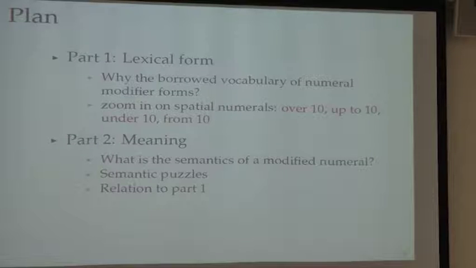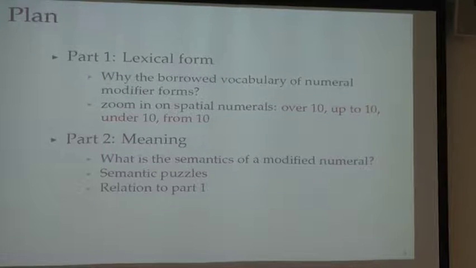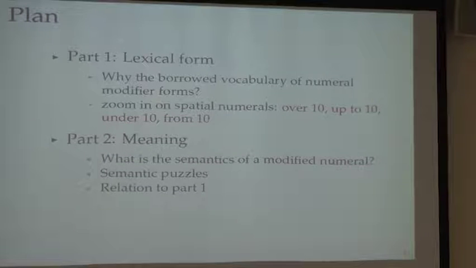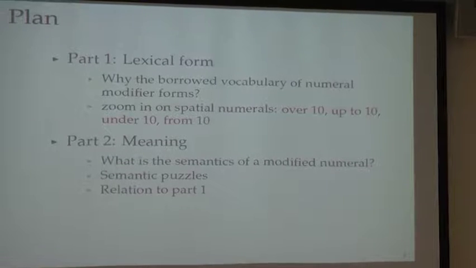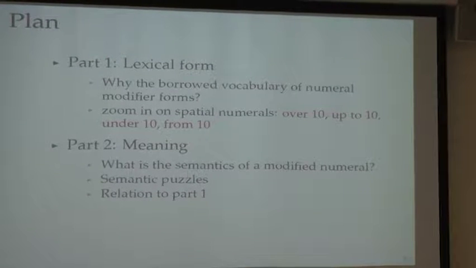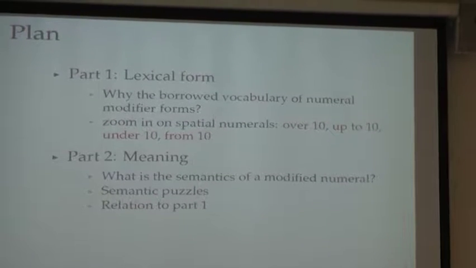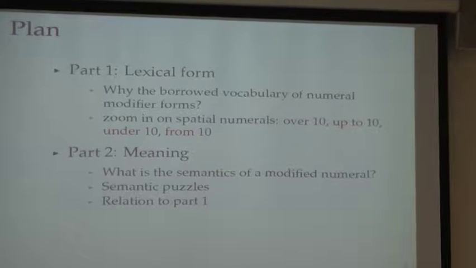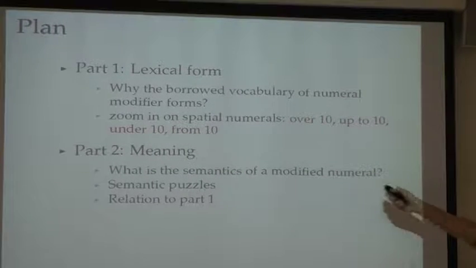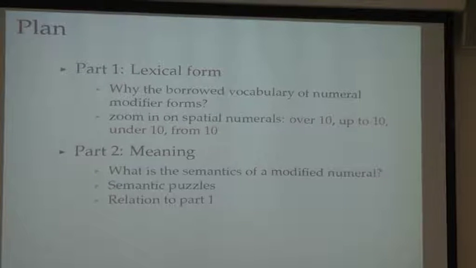So this is the plan. First of all, I'm going to zoom in on the lexical form of these things. So why do we see this borrowed vocabulary for modified numeral forms? In particular, I'm going to zoom in on spatial numerals, so things like over 10, up to 10, under 10, from 10. Yeah? So the question is, why do we use these prepositions here to talk about numerals? Right? Prepositions talk about space, right? And what happens if you use a form that normally talks about space to now talk about quantity?